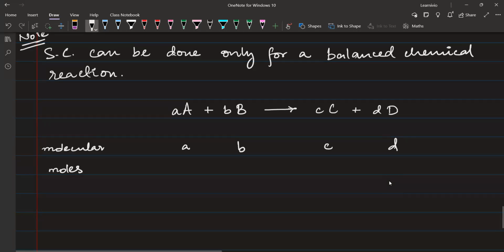All of you understood this part now when I wrote the molecular level. When I said A molecules of A will react with B molecules, that's what we have written here. Make sense? Yes or no? Please tell me. Yes, sir.